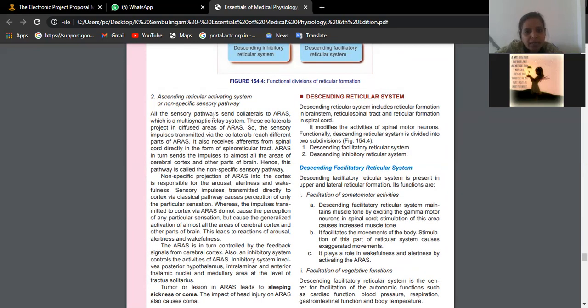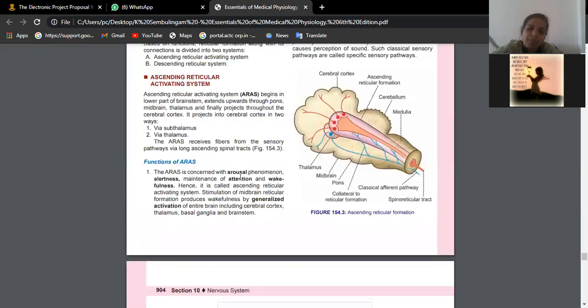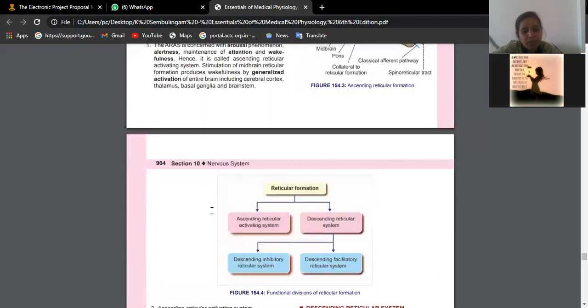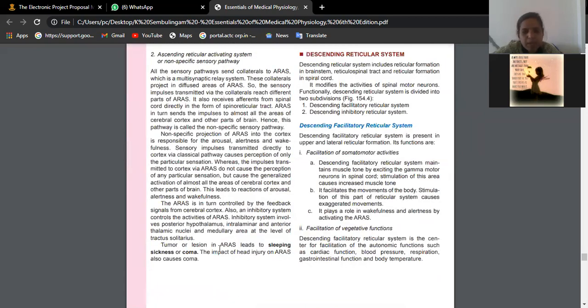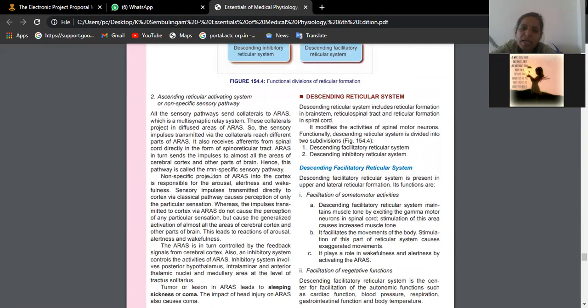Suppose this is the activating system. If the inhibitory system is involved, then it will cause the opposite effect, that means inhibition of impulses. Basically, the ascending reticular system is very important for keeping us aroused, alert, awake, attentive. If this system, the ascending reticular activating system, is damaged, then the person will have sleeping sickness or may go into coma. Is that clear? That is all about ascending.